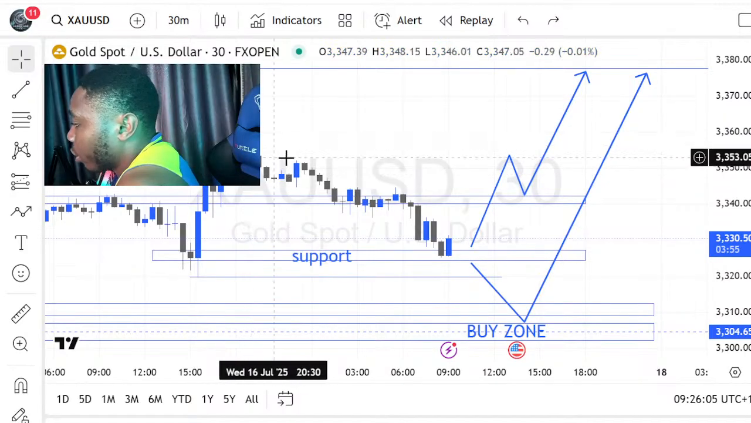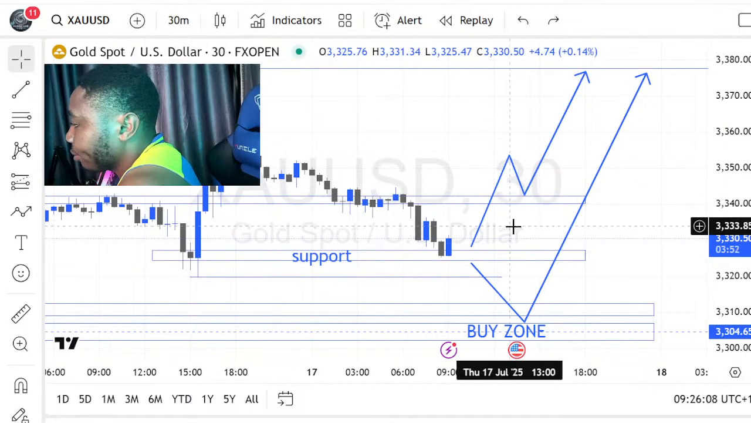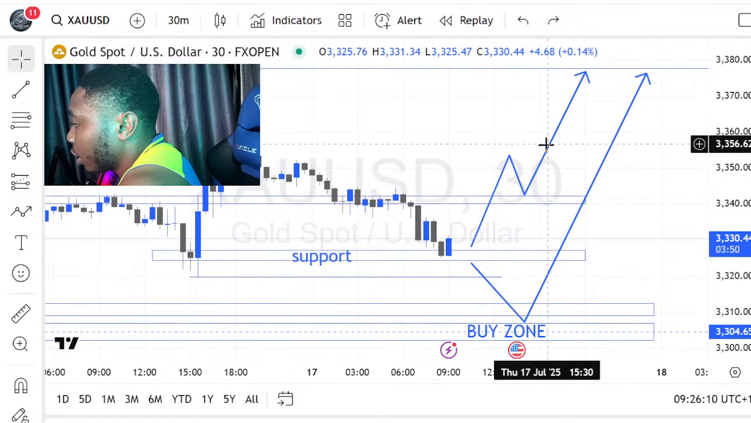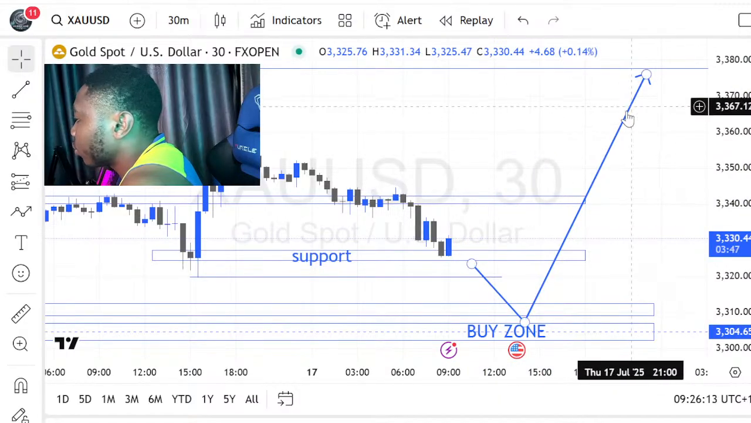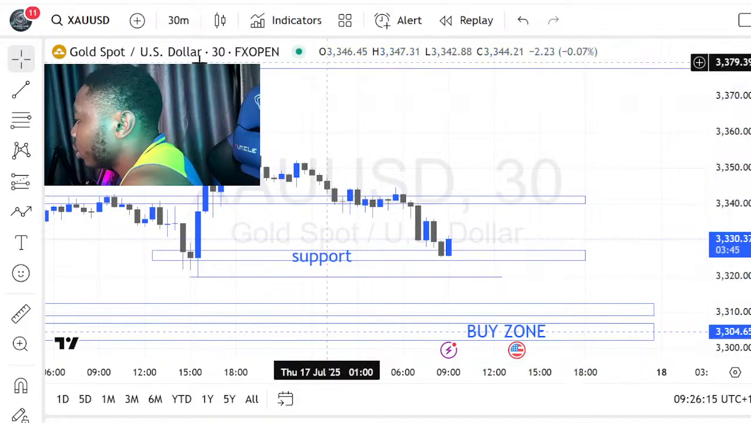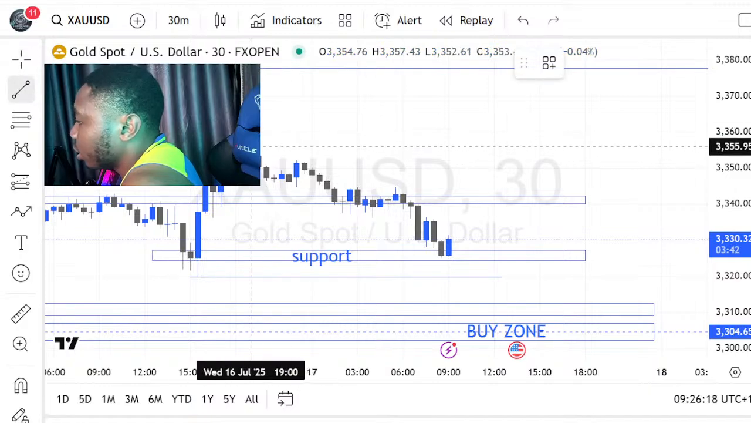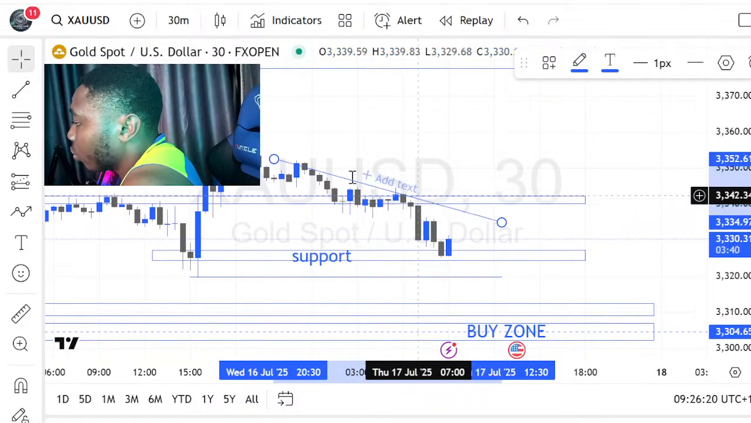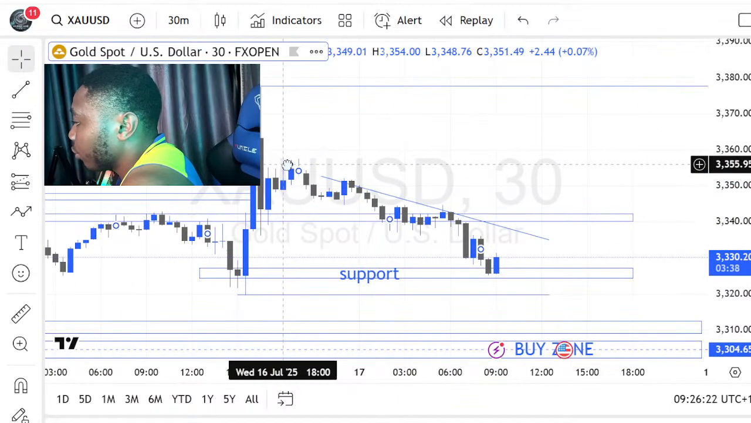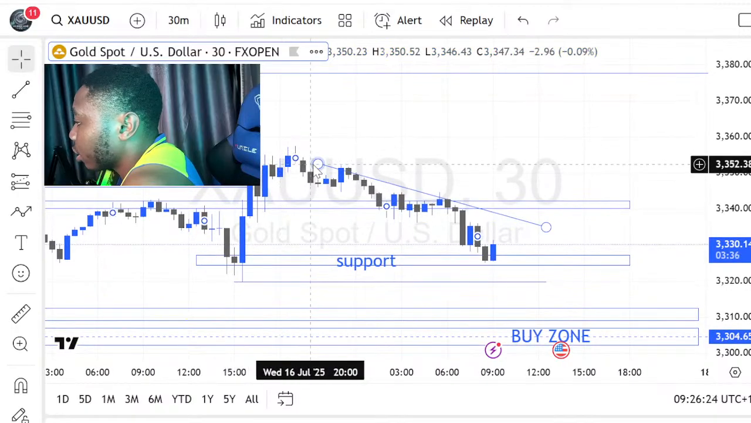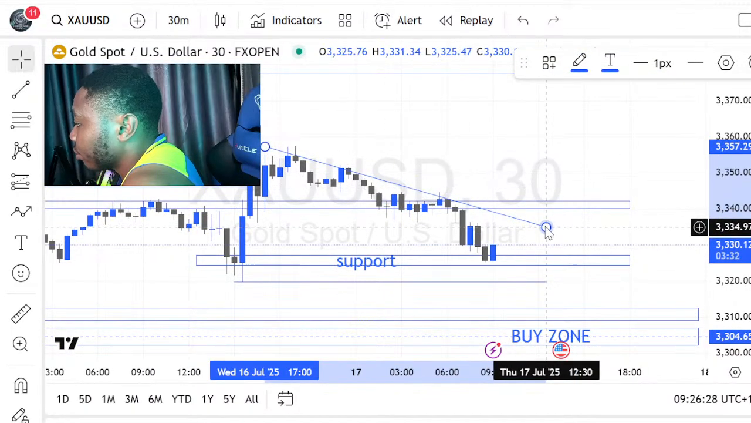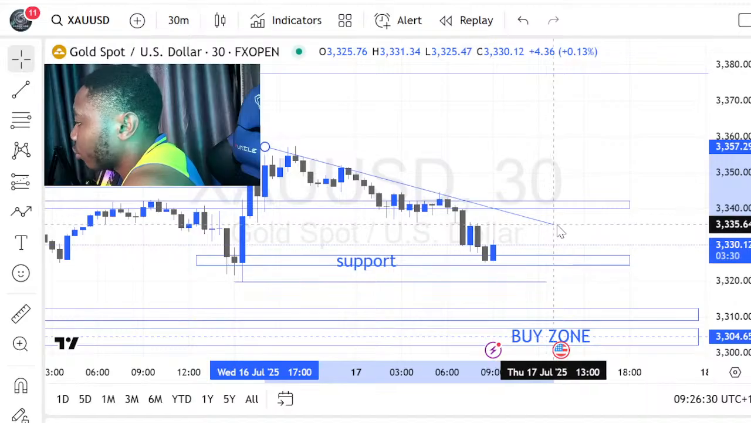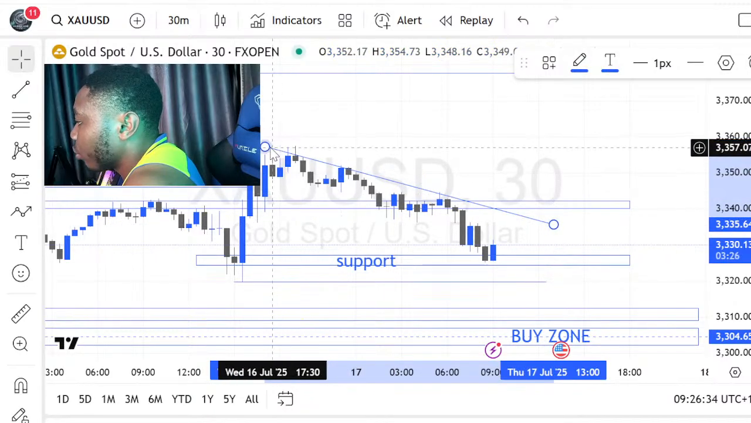Already we have a trend line that gold is trying to respect here. So now me removing all this and then looking at the trend line that gold has been respecting. It has been following this trend line. Just not much of a following, but at least it has been going with that.